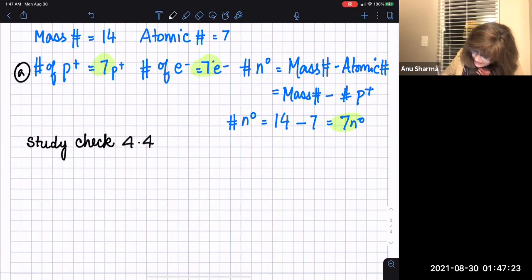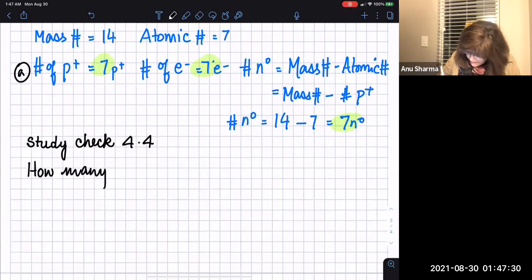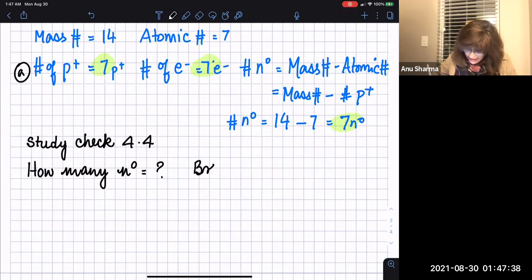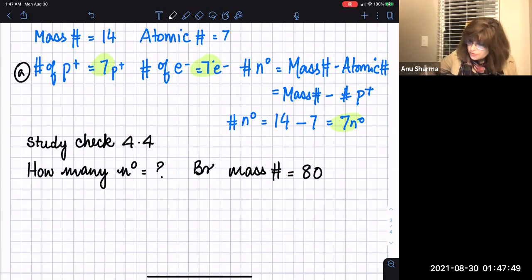(4.4). And here the question is, how many neutrons are in a bromine atom that has a mass number of 80? Okay, so how many neutrons are there?